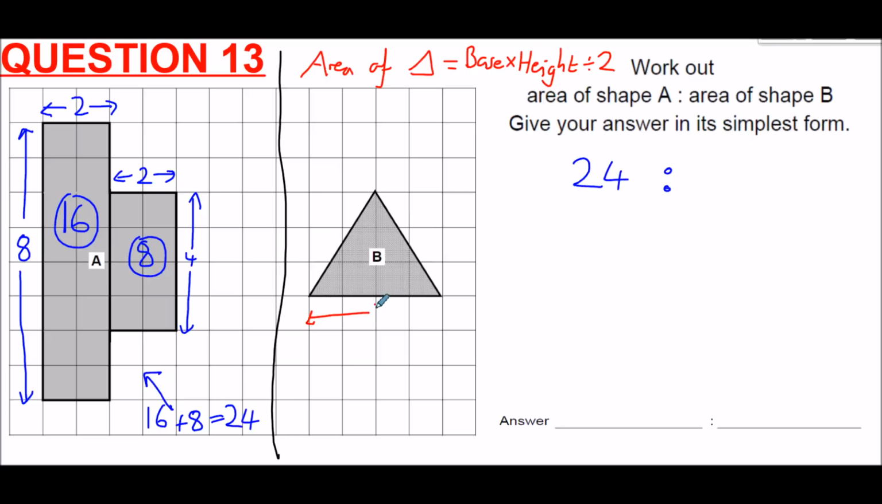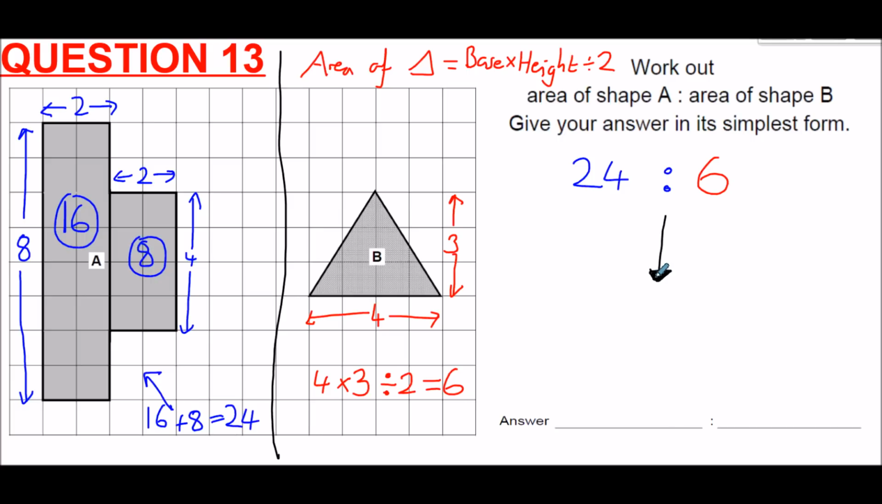So the base is 4 squares along, and the height is 3 squares. So the base times height is 4 multiplied by 3, which is 12. Then divide by 2, we'd get 6. So for this triangle, the area is 6. So the ratio of the area of shape A to shape B is 24 to 6.